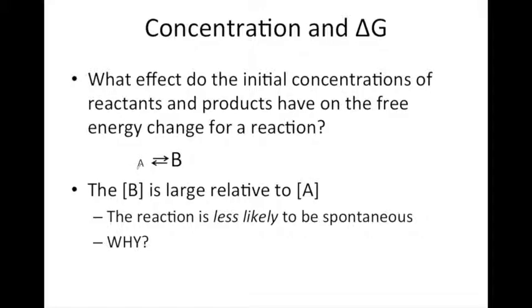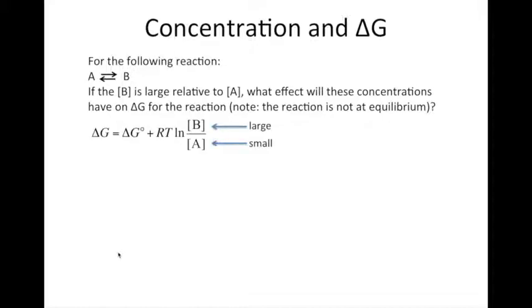In the first scenario, we have a small concentration of A, initially a large concentration of B. We said that the reaction is less likely to be spontaneous. Let's explain why that is. To explain why, let's look at our equation that allows us to calculate delta G, and let's start off by looking at Q. If we have a large concentration of B and a small concentration of A initially, how is that going to affect Q? Well, Q should be relatively large. Q will certainly be greater than 1.